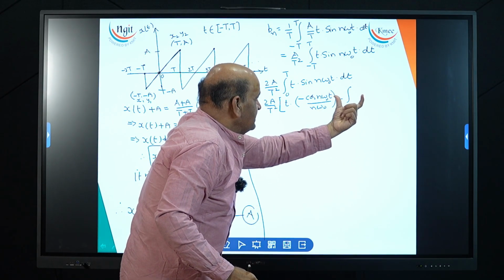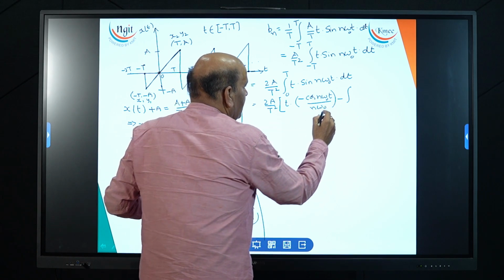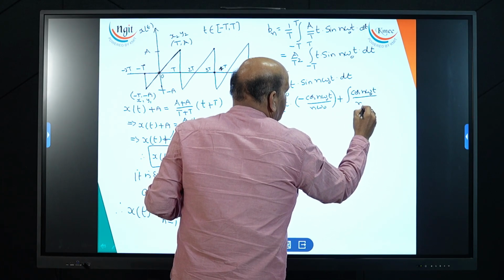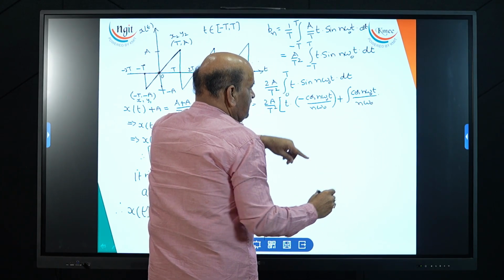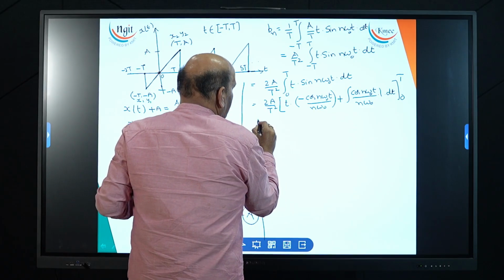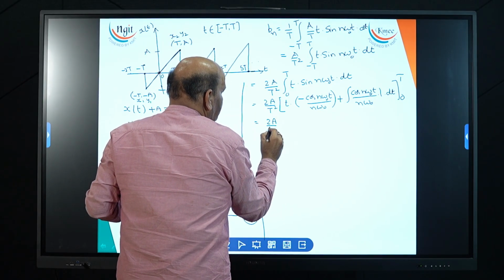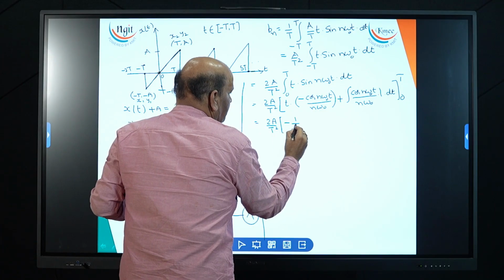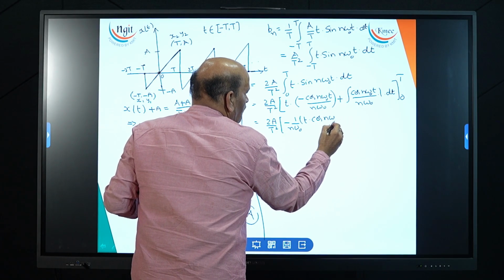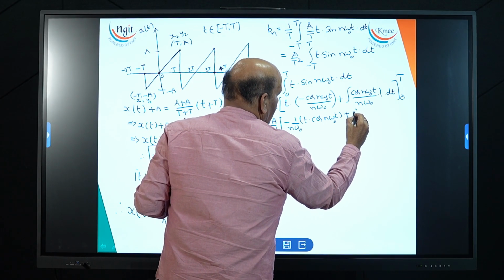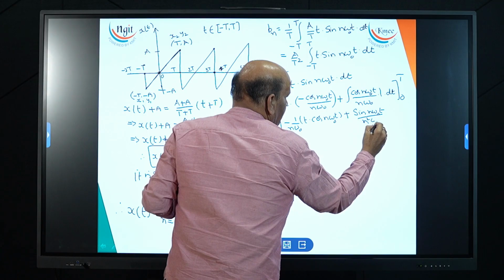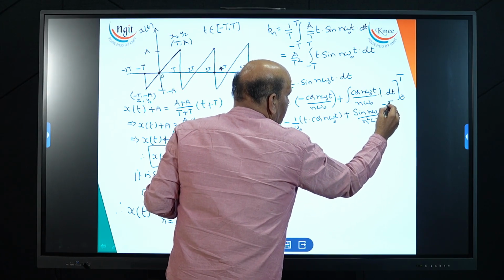Keep this term as it is; this minus that minus will become plus, and it will become cos n omega naught t by n omega naught, into the differentiation of t equal to 1 with respect to t. This becomes 0 to T. Now this is equal to 2a by T square, constant, minus 1 by n omega naught, the remaining all t into cos n omega naught t, plus integrating sine n omega naught t, with one constant already there, therefore n square omega naught square, between the limits 0 to T.